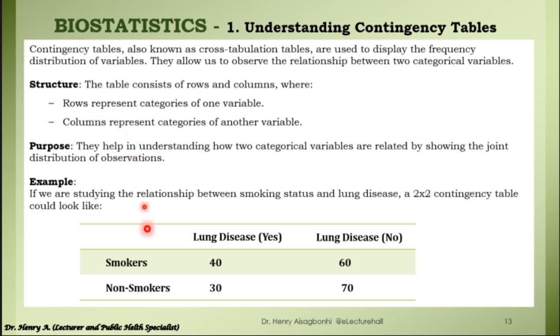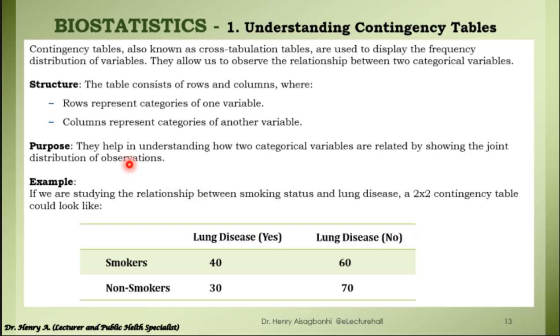Now the rows represent the categories of one variable, while the columns represent categories of another variable. So when we say variables, we are talking of these. These are the categories, these are the variables: lung diseases, those that had the disease, and those who didn't have the disease.